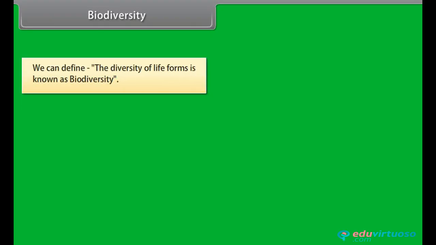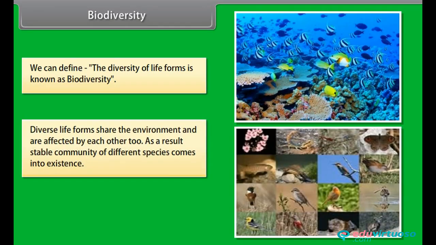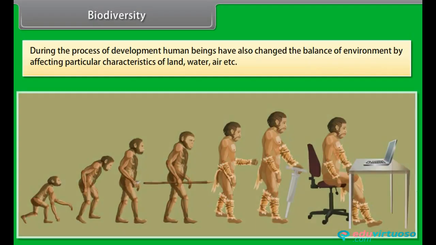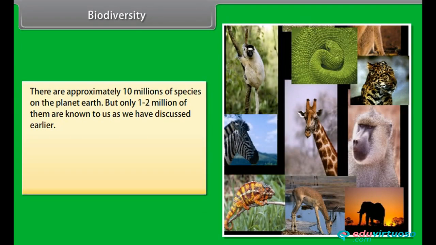Biodiversity. We can define the diversity of life forms as biodiversity. Diverse life forms share the environment and are affected by each other too. As a result, a stable community of different species comes into existence. During the process of development, human beings have also changed the balance of the environment by affecting particular characteristics of land, water, air, etc. There are approximately 10 million species on planet Earth, but only 1 to 2 million of them are known to us, as we have discussed earlier.